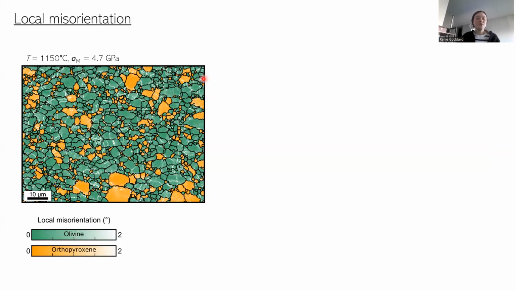And so here is a local misorientation map from one of our samples. And again, you've got orthopyroxene in orange and olivine in green. And you can see with these white boundaries, which represent our 2-degree subgrain boundaries, that you've got loads of substructure within the olivine. However, there isn't really any substructure within the orthopyroxene. So we haven't actually got any subgrains to compare to, sadly, in this mineral.